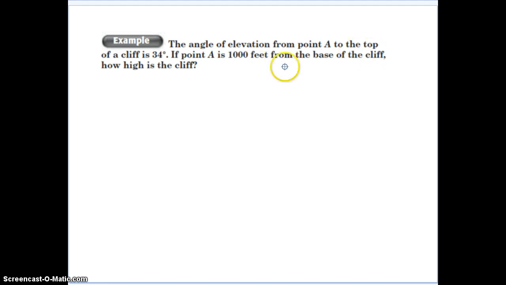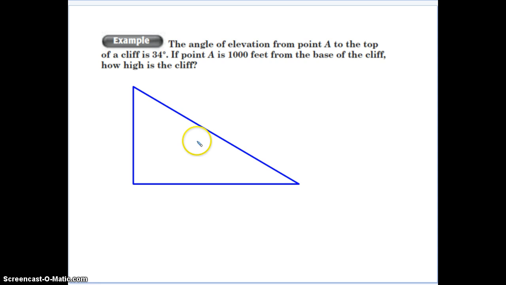The angle of elevation from point A to the top of the cliff is 34 degrees. If point A is 1,000 feet from the base of the cliff, how high is the cliff? So we need to draw a right triangle. Here's our cliff over here. There's point A. The angle of elevation, the angle going up, is 34 degrees. Point A is 1,000 feet from the base of the cliff, so this distance is 1,000 feet. How high is the cliff?